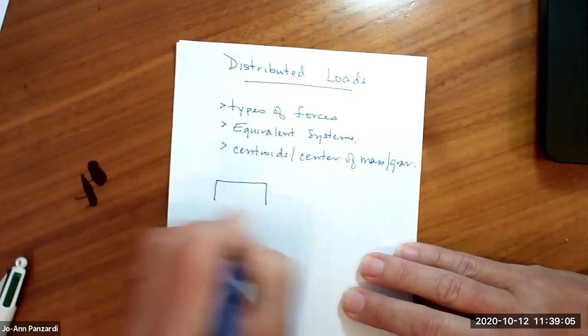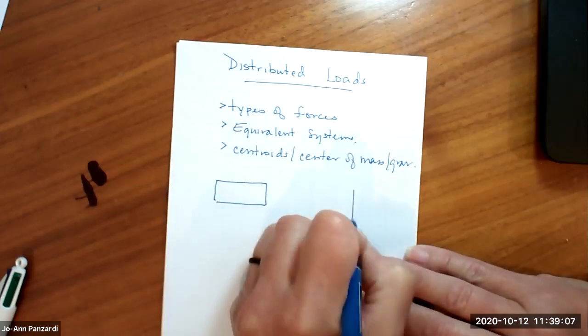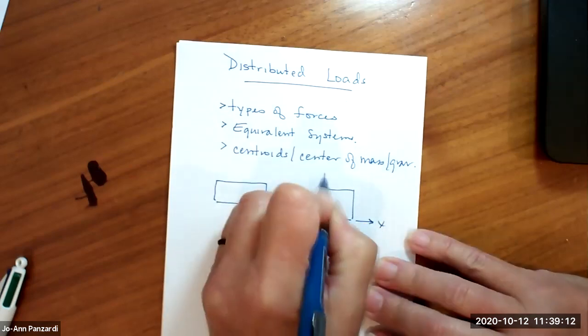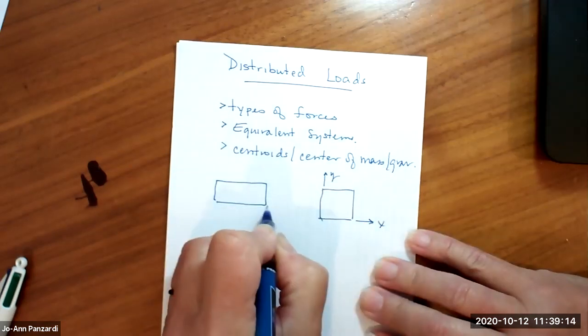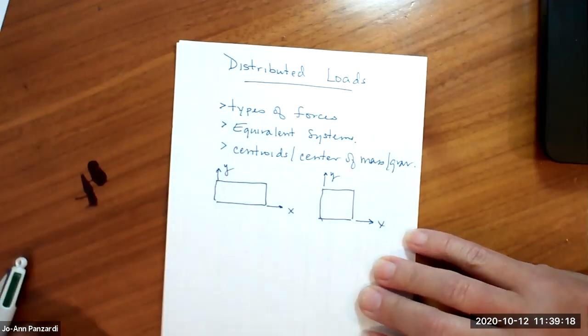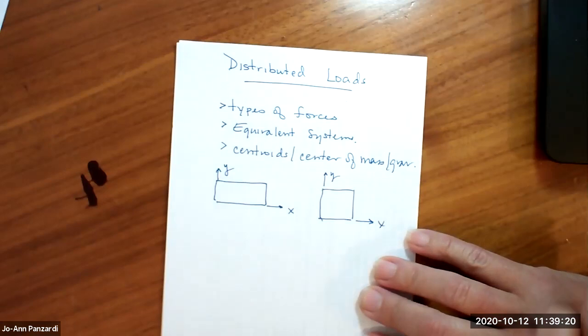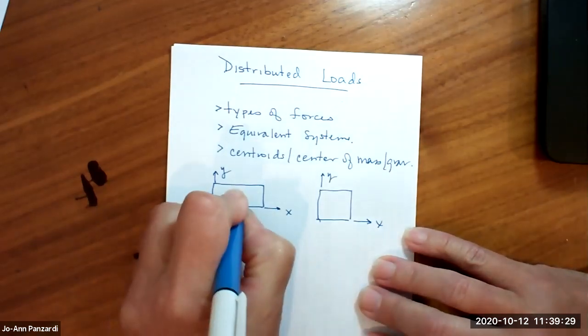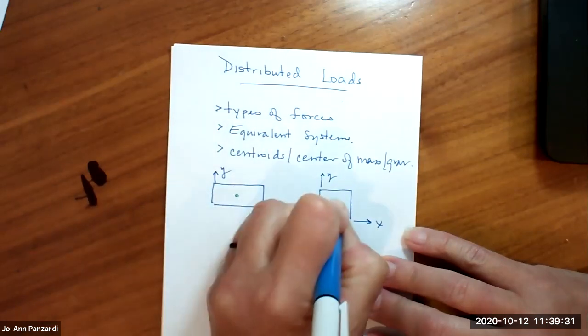If I have a rectangle or a square, and my x-axis is in this direction and my y-axis in this direction, do you remember where the centroid or the center of mass of this body is? Again, it's assuming that it's a homogeneous material. So the centroid, I'm sure you'll remember, is the center.